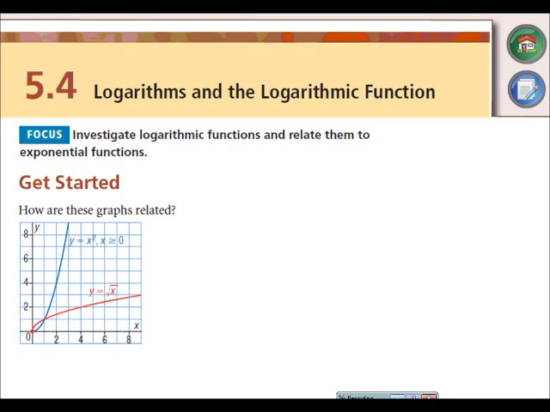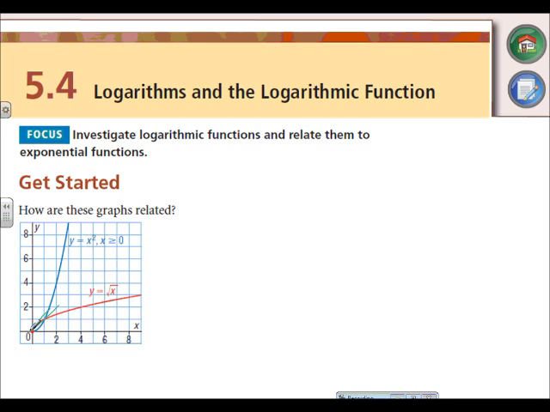And let's get started on Lumberjack lesson number 1 here. We are on 5.4. We're looking at logs and the log function. So first thing, let's get started here. How are those two graphs related? We've got x squared, where x is greater than or equal to 0. We've restricted the domain to just the right side of that blue graph to give us the top part of that inverse. Notice that they are inverses of each other.